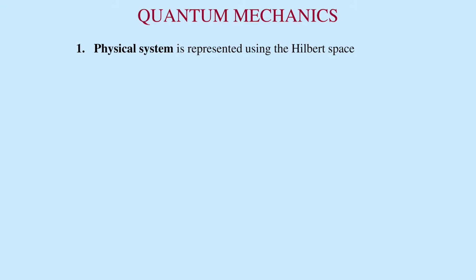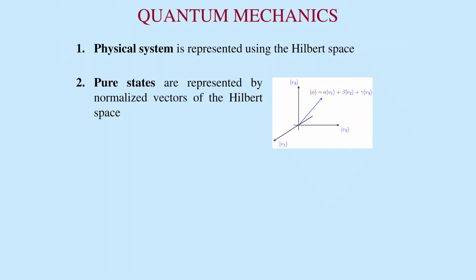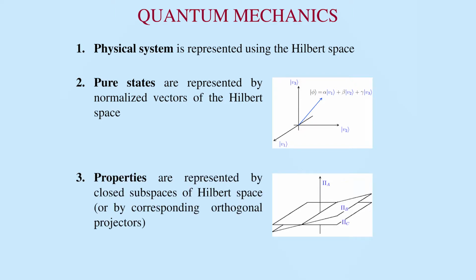Well, now I'm going to talk about quantum mechanics. In quantum mechanics, a physical system is represented using a Hilbert space. Pure states are represented by normalized vectors of the Hilbert space. And properties are also represented using the Hilbert space, by closed subspaces of the Hilbert space or by their corresponding orthogonal projectors. Here we have some examples of the representation of properties.